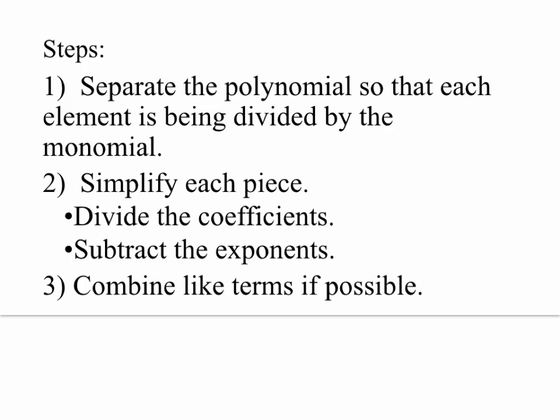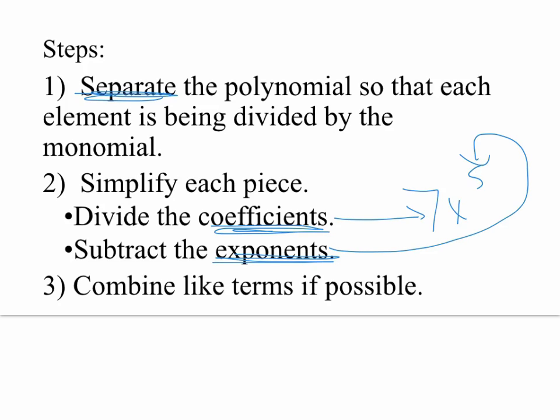Step one says separate the polynomial so that each element is being divided by the monomial. So we're going to separate. Then step two says we're going to simplify each piece. It says divide the coefficients and subtract the exponents. So if we were looking at something like 7x to the fifth, 7 is your coefficient and 5 is your exponent. And then the last step says to combine like terms if possible, which we did right before break.